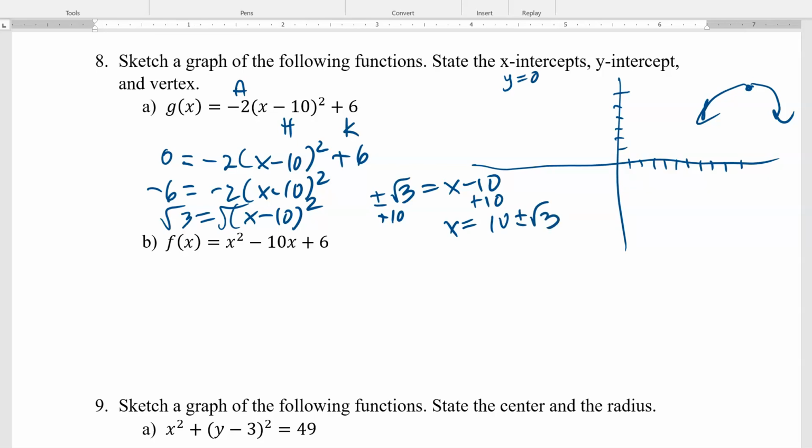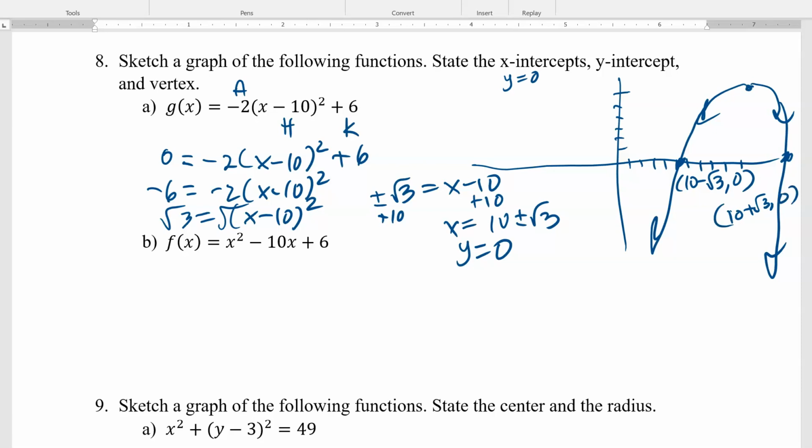This creates two points. These are the x values where y equals 0. So where will this graph cross? I'm not exactly sure, but at 2 points. And the first one will be at 10 minus root 3, comma 0. And the other one would be at 10 plus root 3, comma 0. Those would be our two x-intercepts.